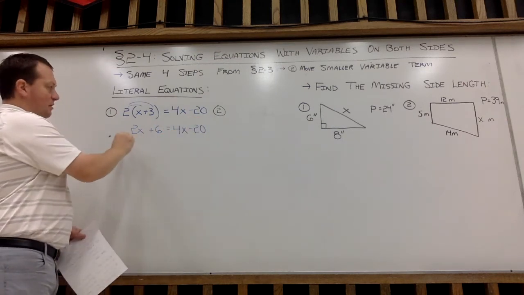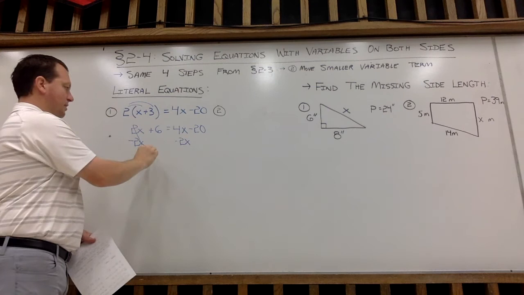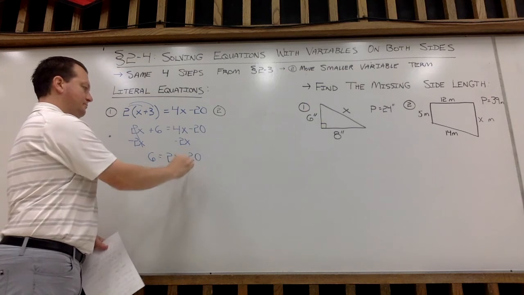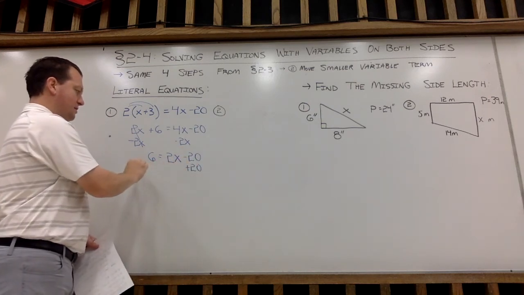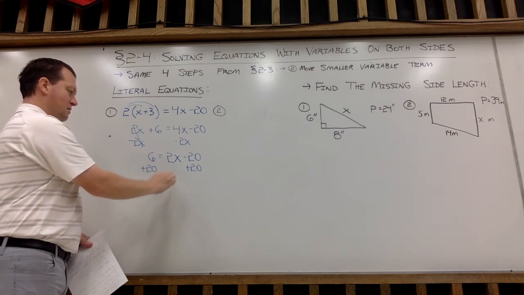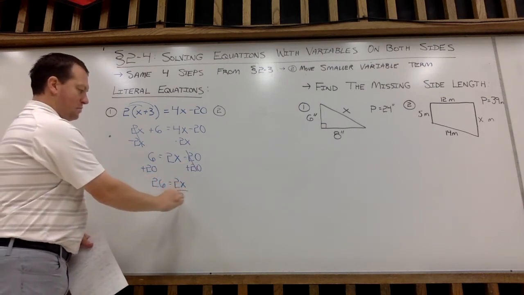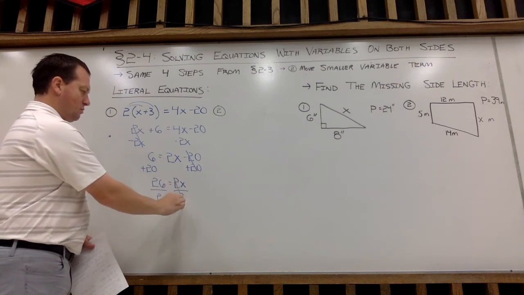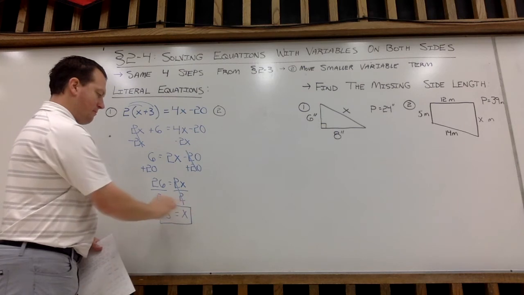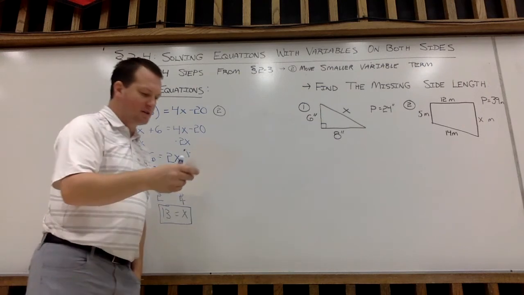I'm going to move the smaller x here, subtract 2x from both sides. Be left with 6 equals 4 minus 2, 2x minus 20. Add 20 to both sides. 6 and 20 is 26. Will equal 2x. Last step to undo multiplying x by 2, I'll divide both sides by 2. 1x will equal 13. What a beautiful thing.